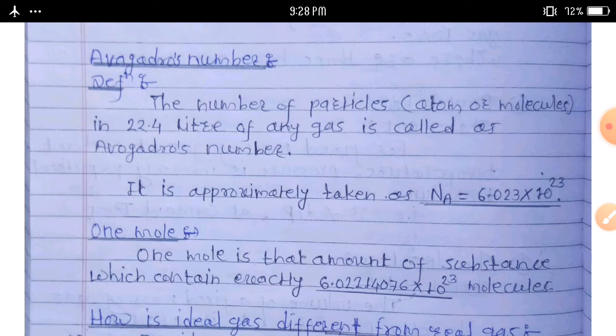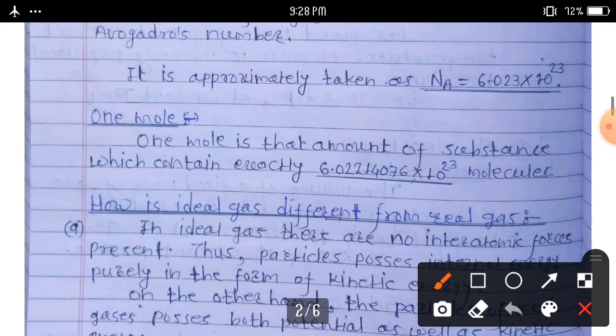Then next definition we can discuss here, 1 mole. What do you mean by 1 mole? Definition: 1 mole is that amount of substance which contains exactly 6.022140076 into 10 raised to 23 molecules. This is the definition of 1 mole.